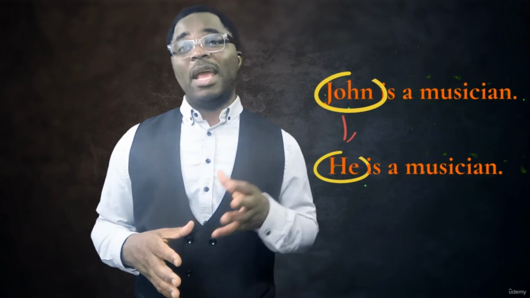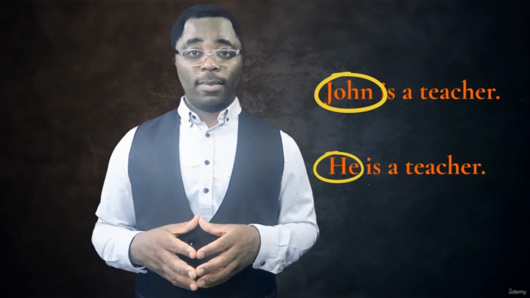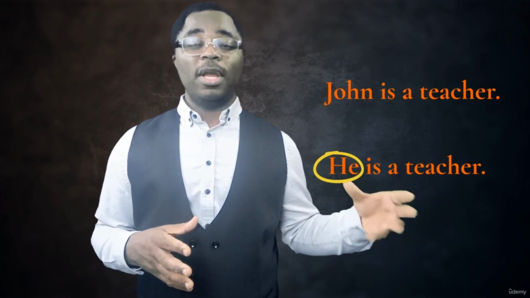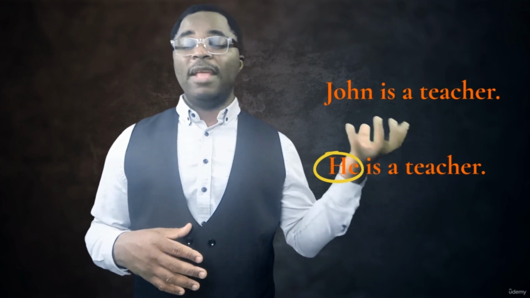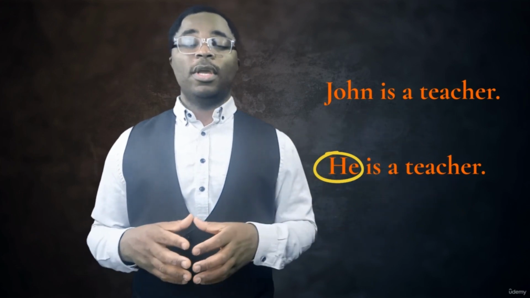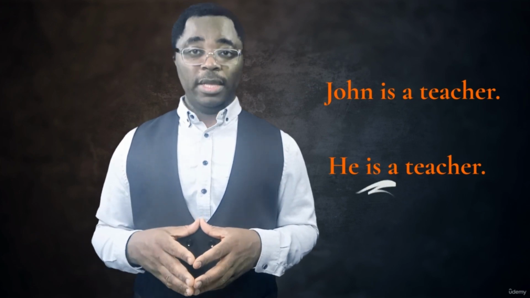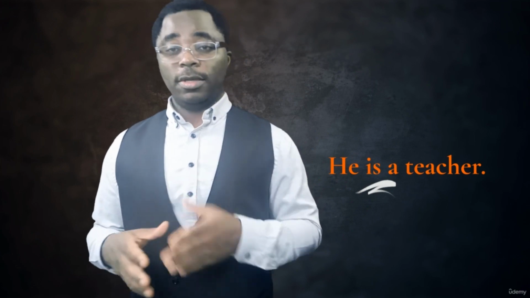John is a musician. John is a teacher. So, if we don't want to use the word John, then we use he. And because we've got he, then we are obligated to use the verb is, or the be form is. So we're going to say John is a musician.